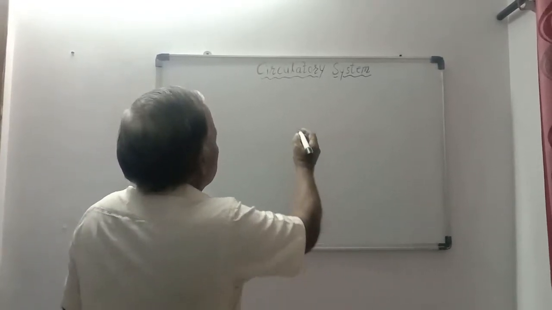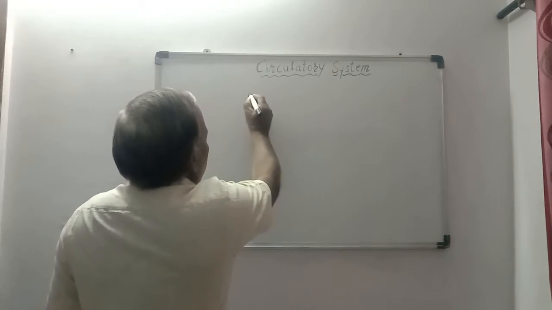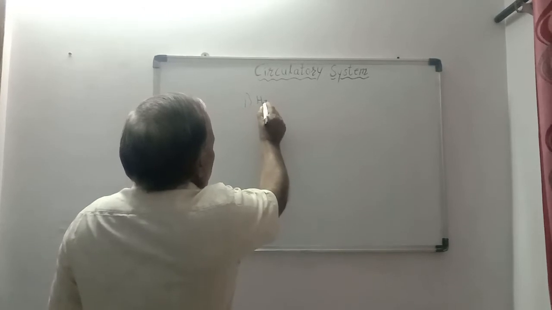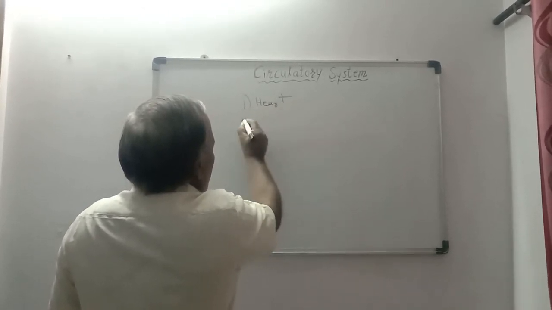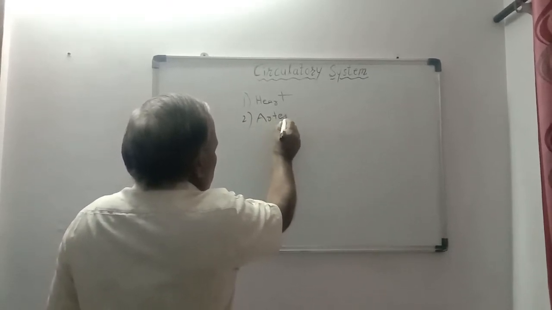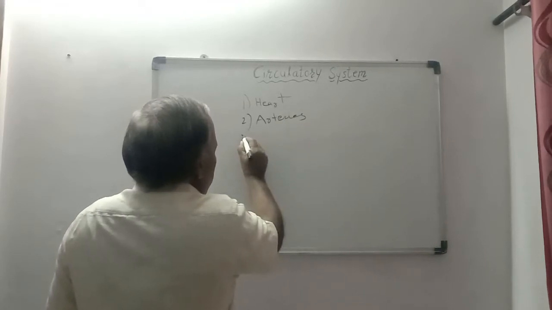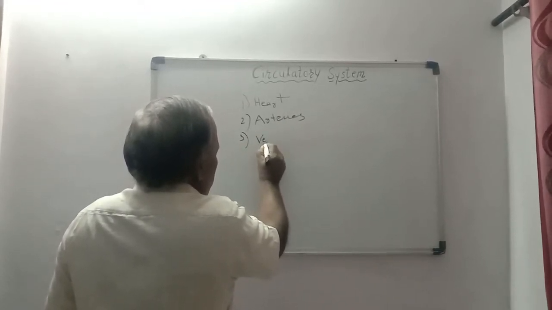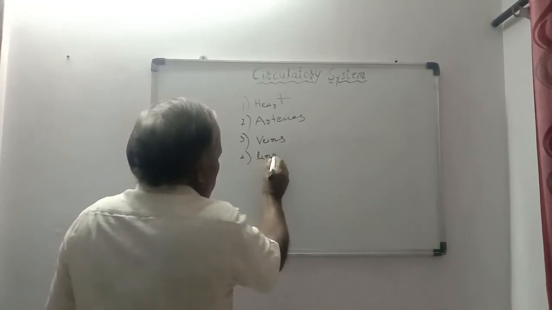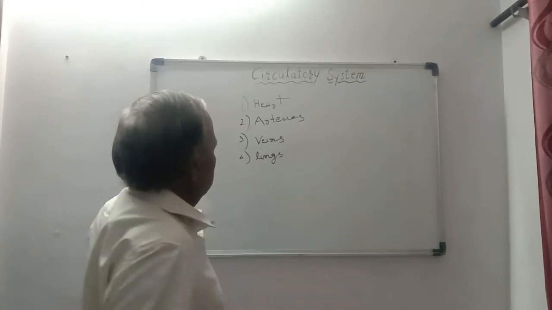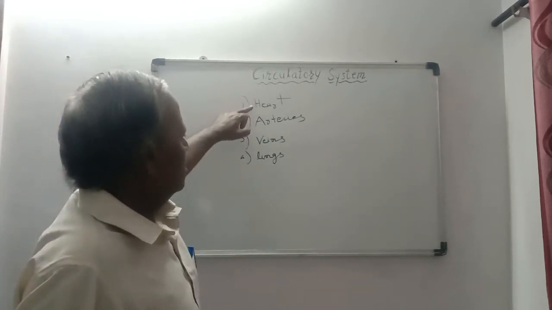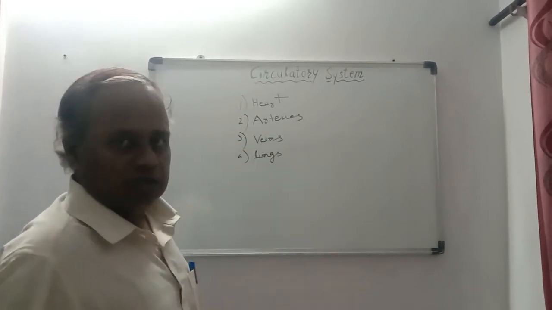Now let us study which are the main parts of the circulatory system. The main parts are heart, arteries, veins and lungs. These are the four main parts of circulatory system: heart, arteries, veins and lungs.